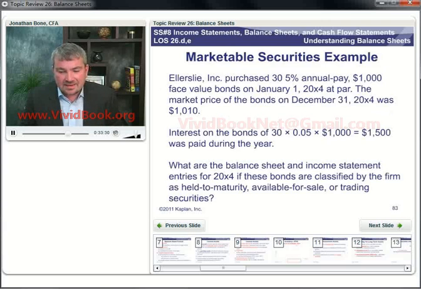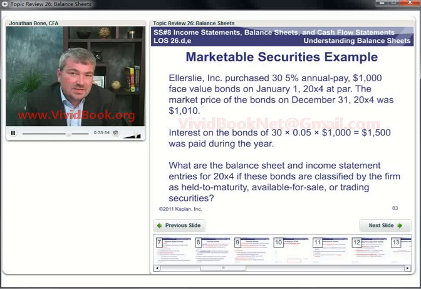So let's have a little look at an example just to see if this can clarify these points for you. We've got Ellerslie Incorporated here that purchased 35% annual pay $1,000 face value bonds at par value. The market price of the bonds at the 31st of December X4 had risen from par to $1,010.